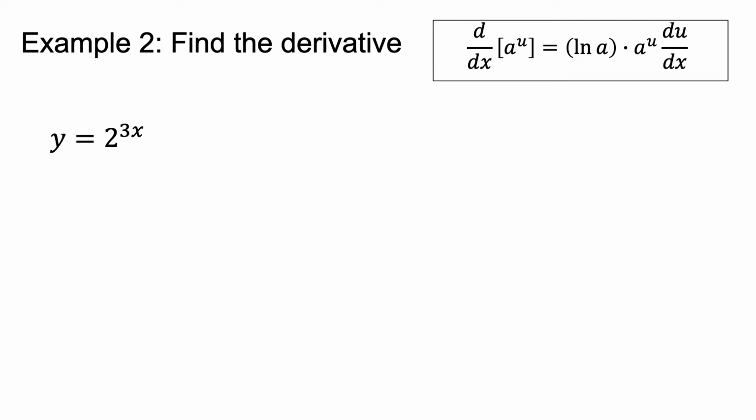Our second example is actually very similar. So we just looked at 2 to the x. Now let's look at our function y equals 2 to the 3x. We're going to follow that same pattern. The derivative of a to the u is equal to the natural log of a times a to the u du dx. You guys know by now I like to identify my u, so I'm going to choose my u as my whole entire exponent, 3x, which makes du dx just equal to 3.